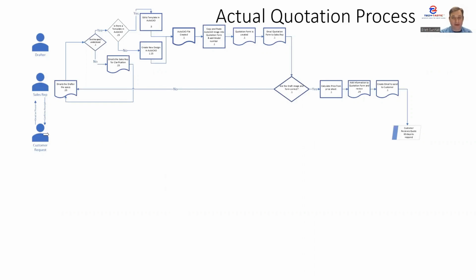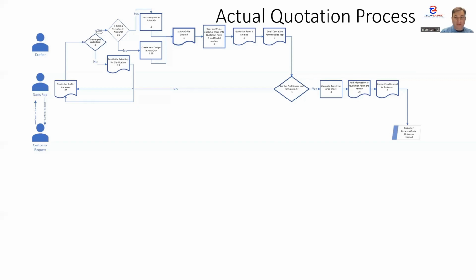Our swim lanes are now going horizontally. The customer is all going to be here, the sales rep's processes all here, and the drafter's process all up here. The sales rep is going to email the drafter the specs. The drafter is going to check, are the specs understood? If they're not, it triggers the drafter to immediately send an email to the sales rep for clarification, and it brings us right back.